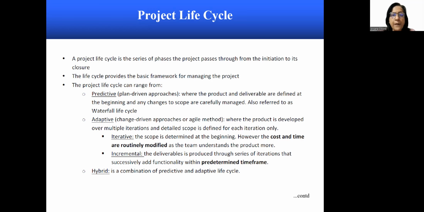In the adaptive life cycle, which is also known as a change-driven approach or agile method, the product is developed over multiple iterations and the detailed scope is defined for each iteration only. The hybrid is a combination of predictive and adaptive life cycle.